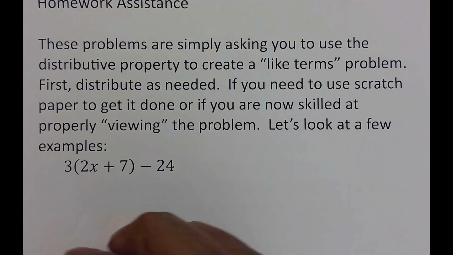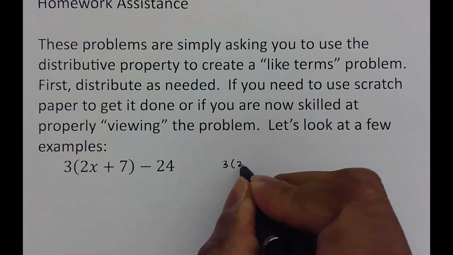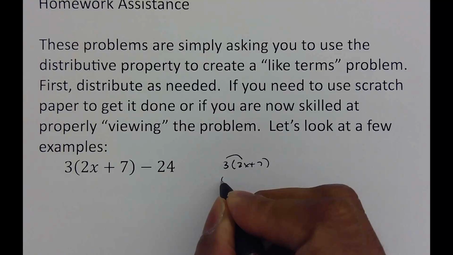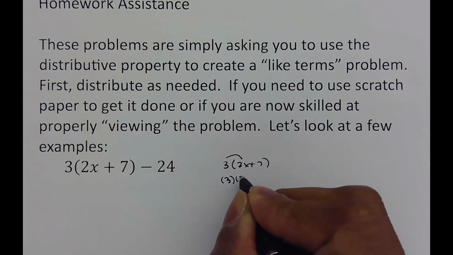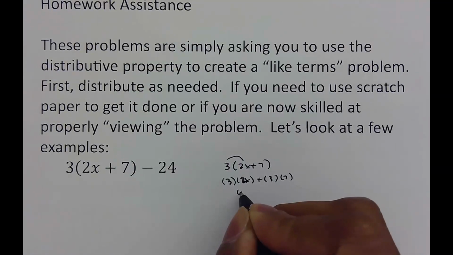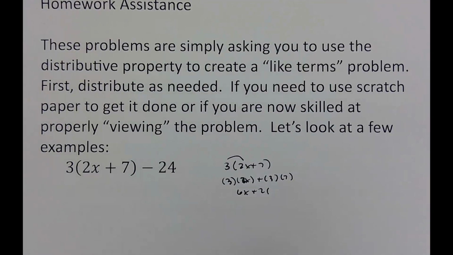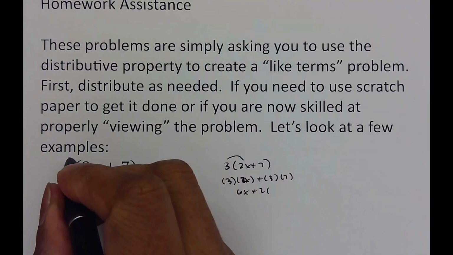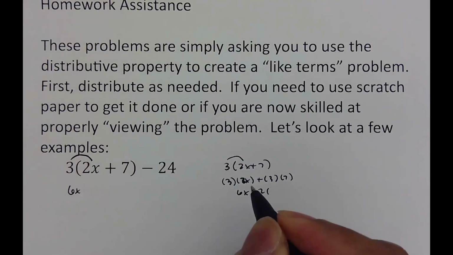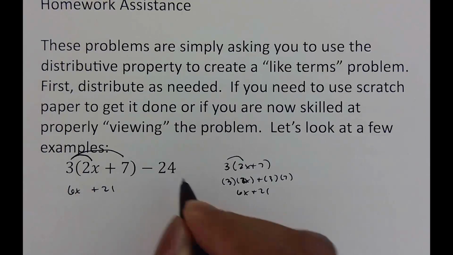For example, here you have a distributive property problem. What I would do if you still have an issue with viewing it is I would go off to the side and set up the distributive property part and do the distributive property the way that we learned, which we get 6x plus 21, and then bring that back. Or if you're getting to the point where you can see it and you can recognize that this is 3 times 2x, which is 6x, and this is 3 times positive 7, which is positive 21, that is fine.